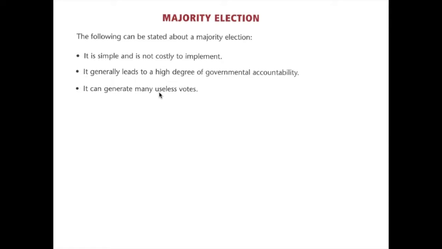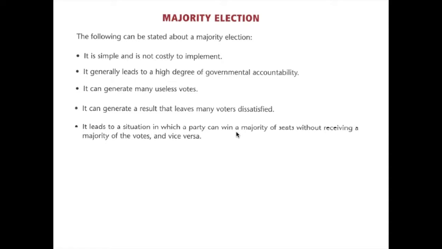It can generate many useless votes. So as we were saying before, if you have 50% of the vote plus one vote, you win. So you have 50.0001%, you win. That means you have 49.999% against you, right? Or who feel that their votes were just thrown away. It can generate a result that leaves many voters dissatisfied. It leads to a situation in which a party can win a majority of seats without receiving a majority of the votes, and vice versa.